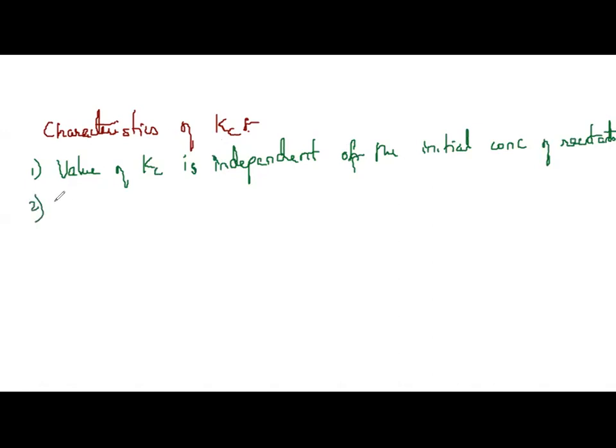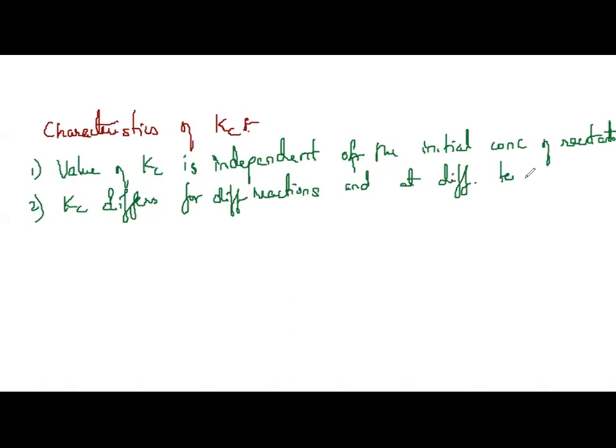The second point is, the equilibrium constant has a definite value for every reaction at a particular temperature. So the equilibrium constant differs for different reactions and at different temperatures. When we speak about equilibrium constant, we consider a particular reaction at a particular temperature.